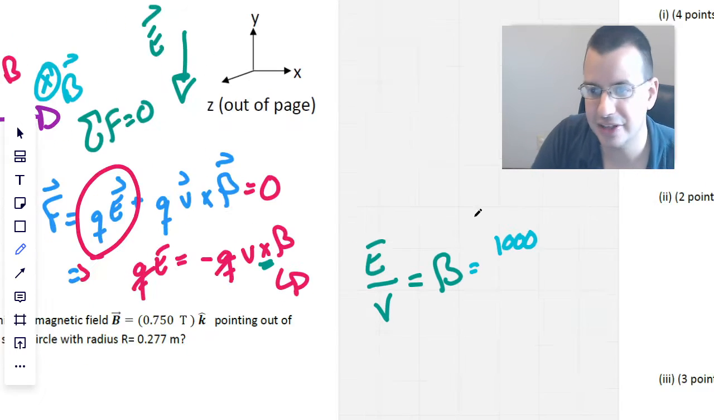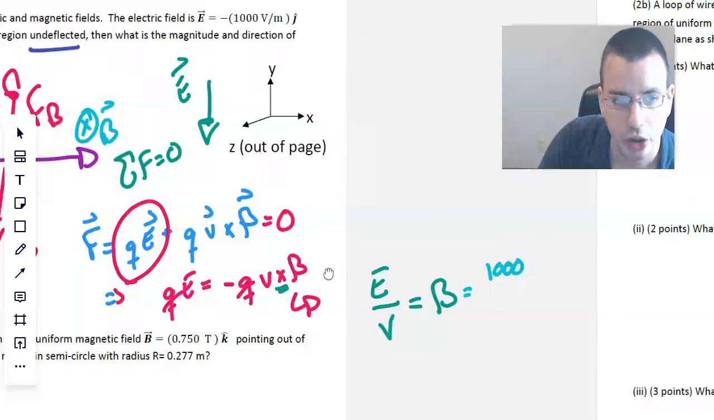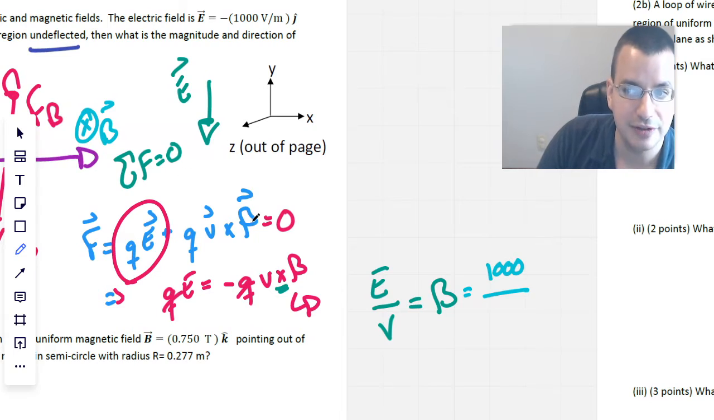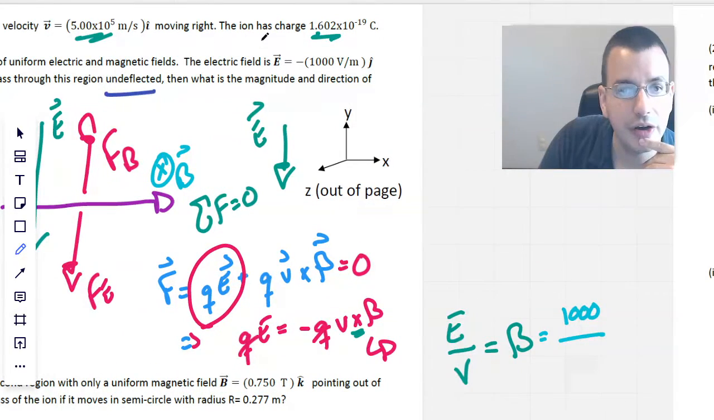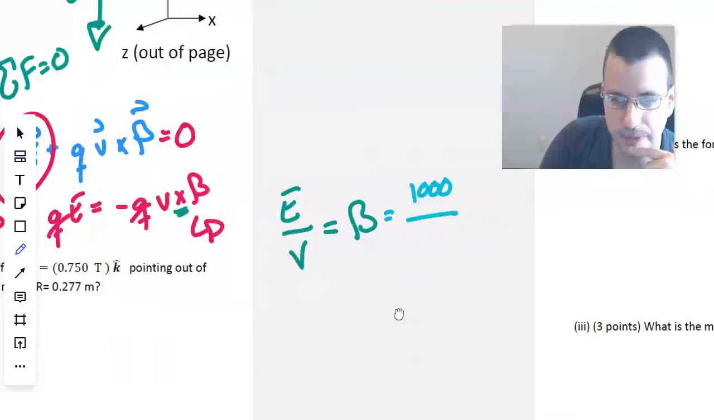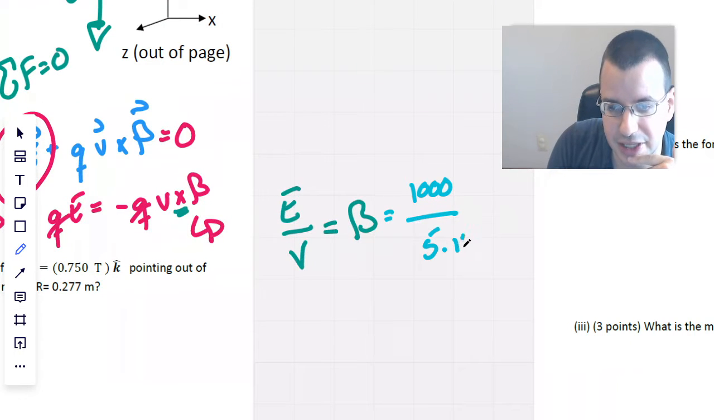I'm going to drop the negative because that negative really just tells us the direction. And we already know the direction. Divided by V, which is velocity, not voltage. 5 times 10 to the 5th.